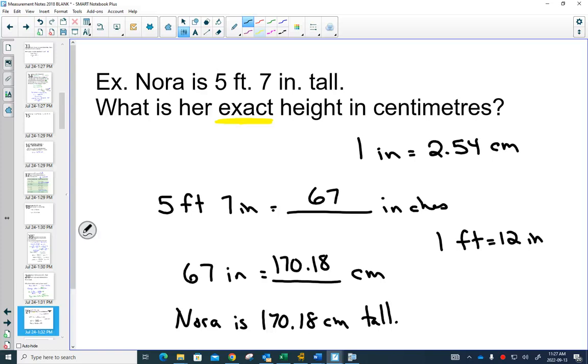Do you know how tall you are in centimeters? Some of you do, some of you don't. Why don't you take the time right now? That's the next question. Find out if you know how tall you are in feet and inches, convert it to centimeters. If you know how tall you are in centimeters, find out how tall you are in feet and inches. Either.